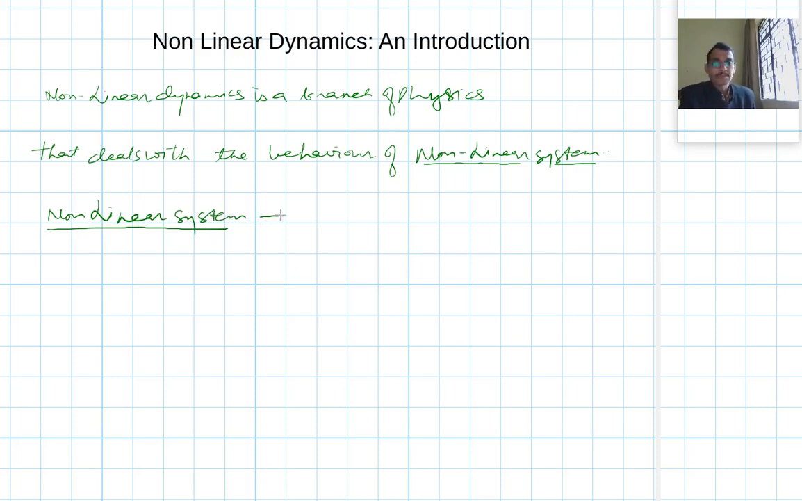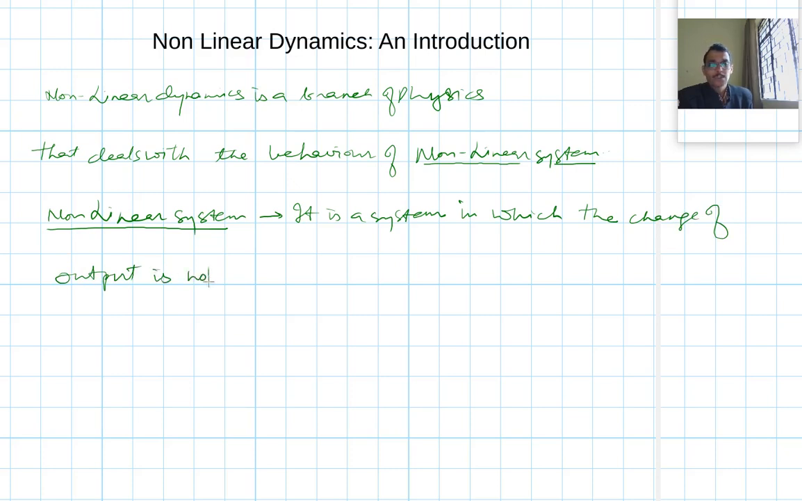It is a system in which the change of output is not proportional to the change in input. And this is a very simple definition of a nonlinear system.